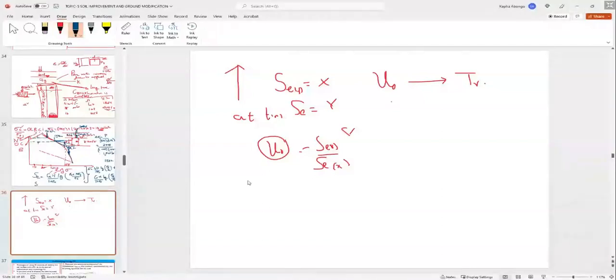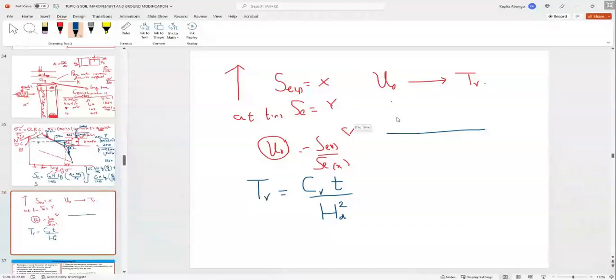So let's see. Let me do my best. You have a time factor, which will be the coefficient of consolidation times the time it takes for the consolidation to occur, over the length of the drainage path squared. Now, if you have a clay, for the example that I gave you, you have sand, clay, and maybe sand.